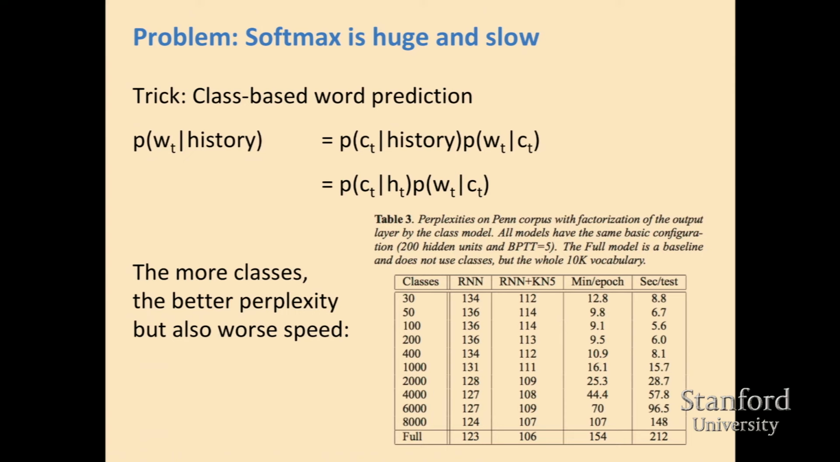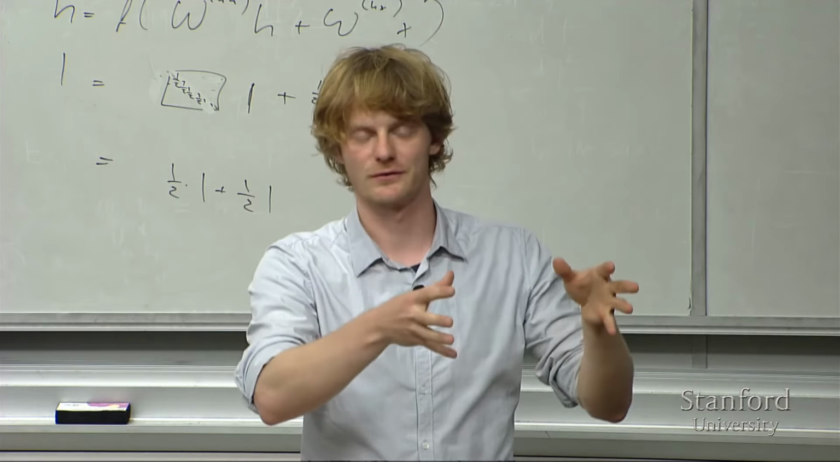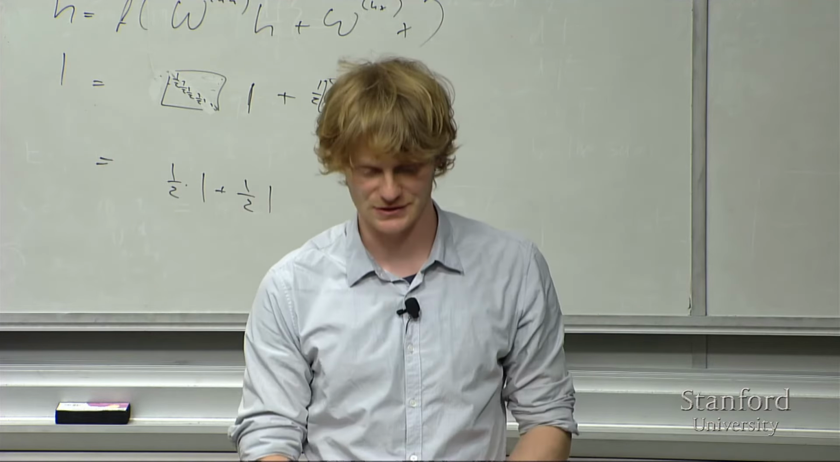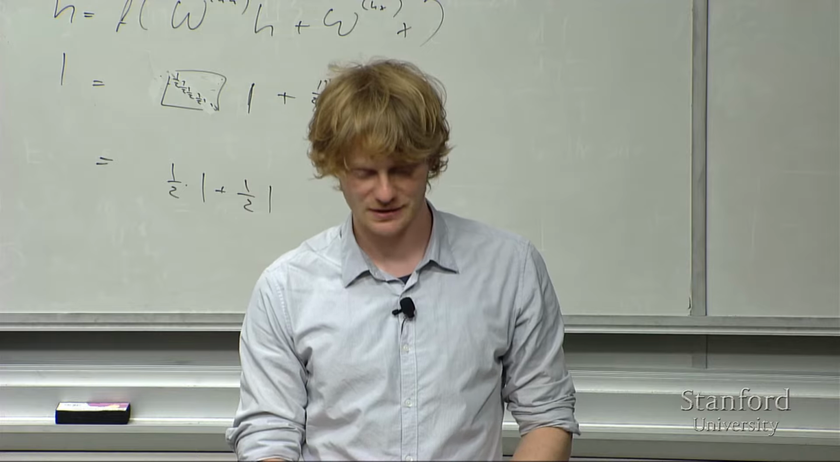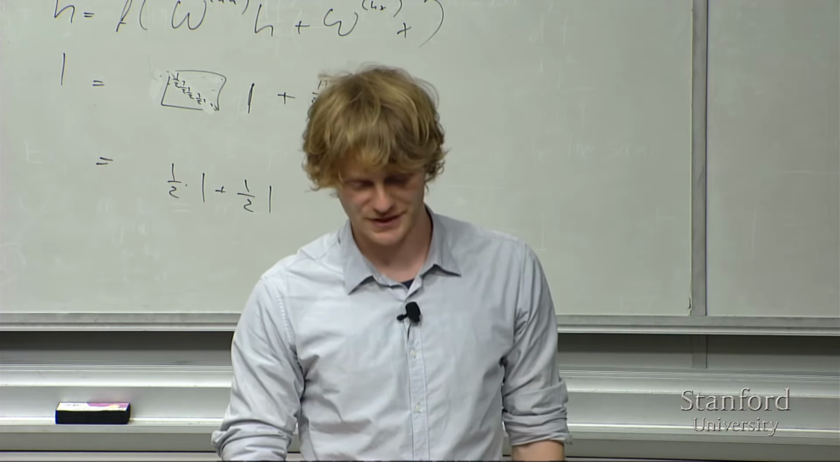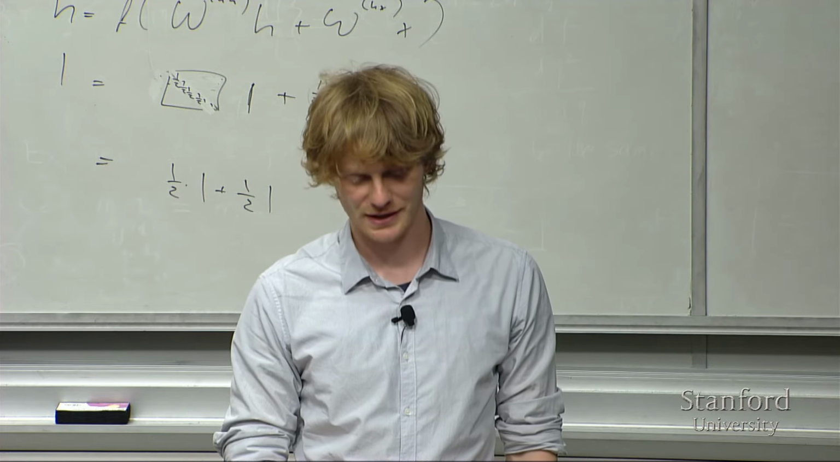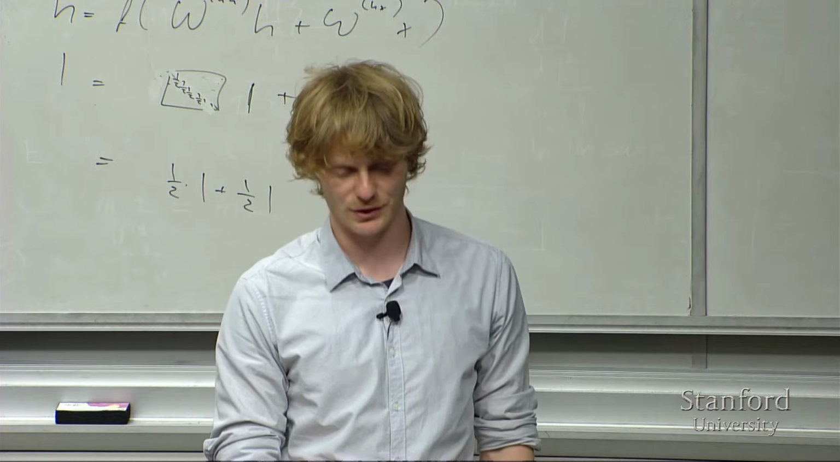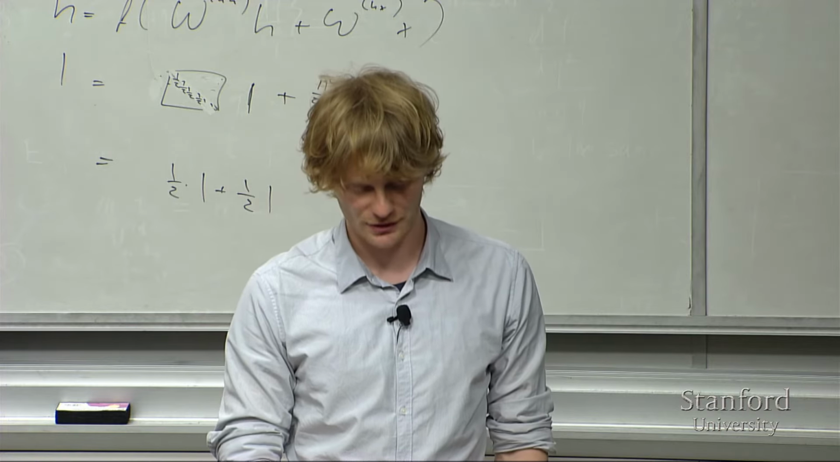One way to improve this is with a class-based word prediction, where we first try to predict some class that we can come up with. There are different kinds of things we can do. In many cases, you can sort the words by how frequent they are, and say the 1,000 most frequent words are in the first class, the next 1,000 most frequent words are in the second class, and so on. You first classify, try to predict the class based on the history, and then you predict the word inside that class based on that class. And so this one is only 1,000 dimensional.